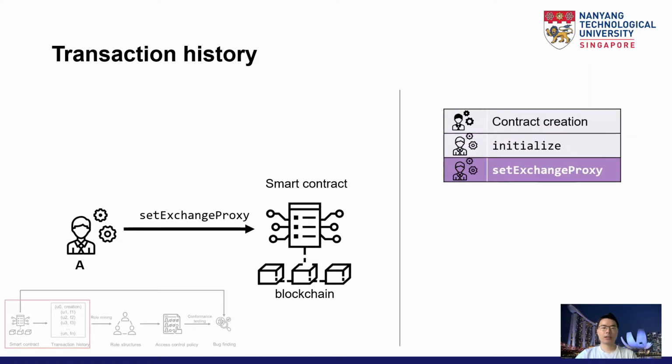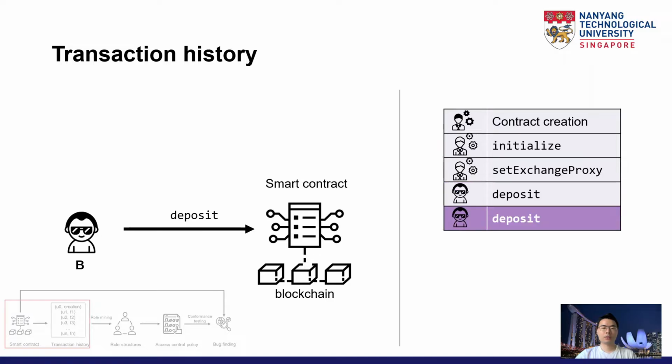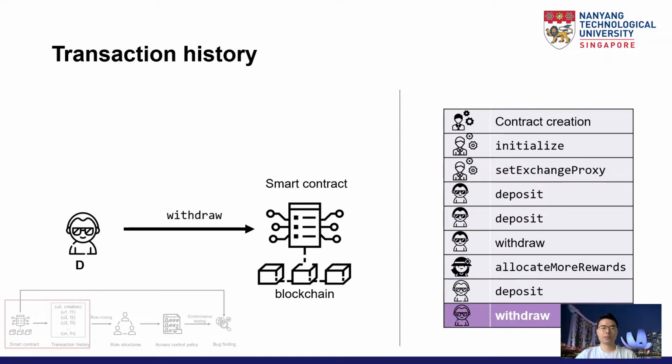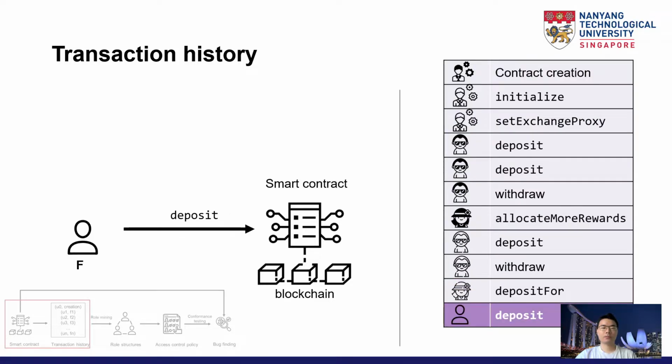Similarly, user A can also call the set exchange function to configure the fund agent of the pool contract. The same is true for other transactions. The last user, F, deposits some tokens to the pool contract. Now we have 11 transactions in the history.